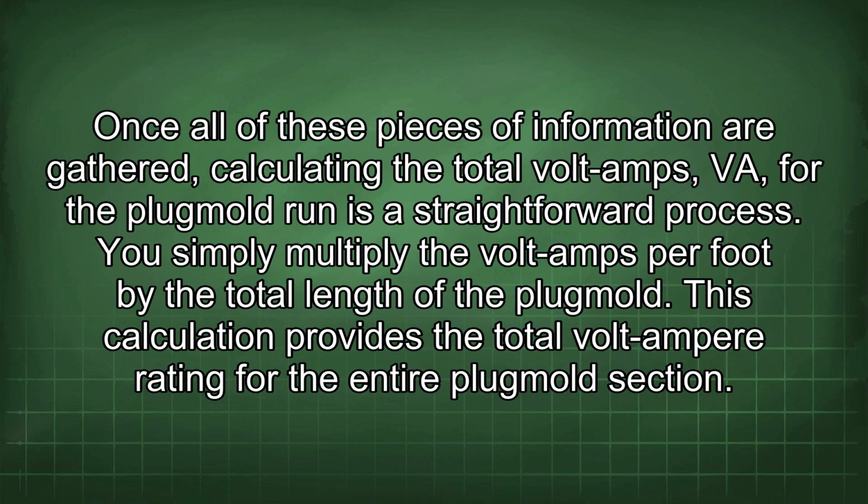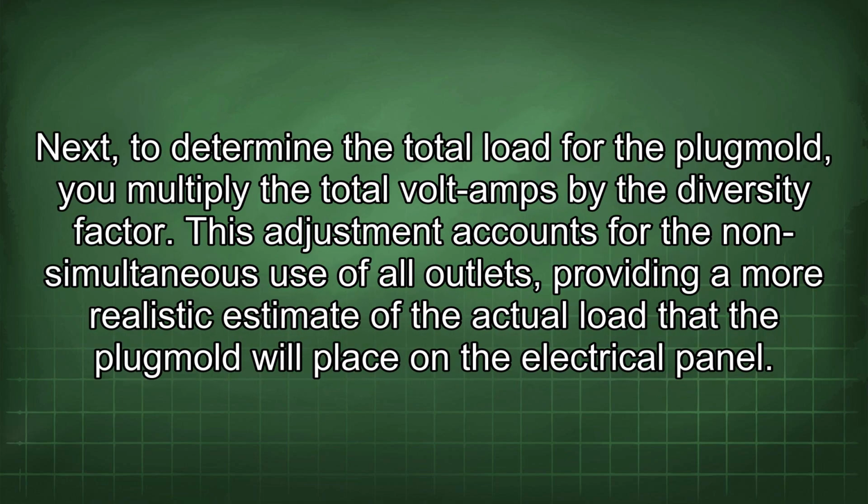Once all of these pieces of information are gathered, calculating the total volt-amps, or VA, for the Plugmold run is a straightforward process. You simply multiply the volt-amps per foot by the total length of the Plugmold. This calculation provides the total volt-ampere rating for the entire Plugmold section. Next, to determine the total load for the Plugmold, you multiply the total volt-amps by the diversity factor. This adjustment accounts for the non-simultaneous use of all outlets, providing a more realistic estimate of the actual load that the Plugmold will place on the electrical panel.